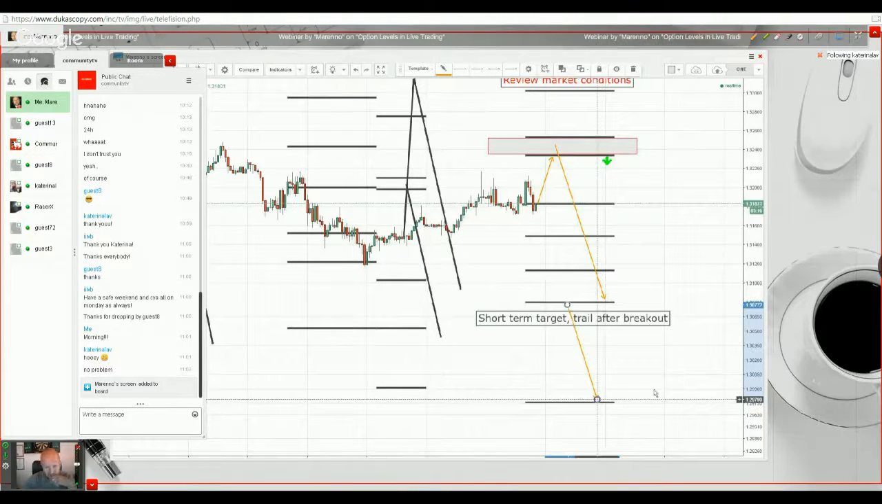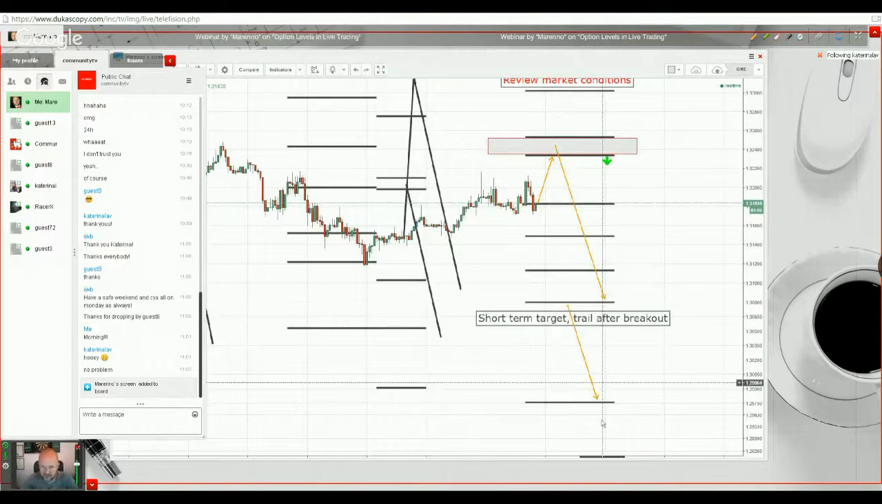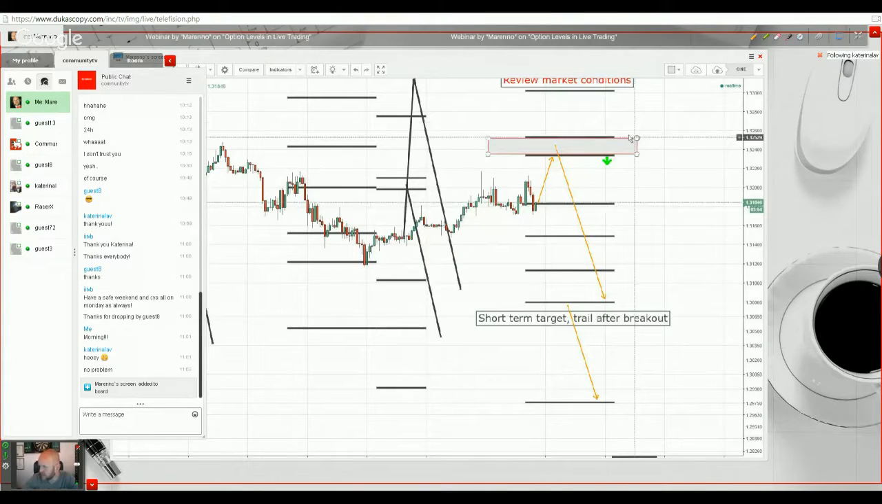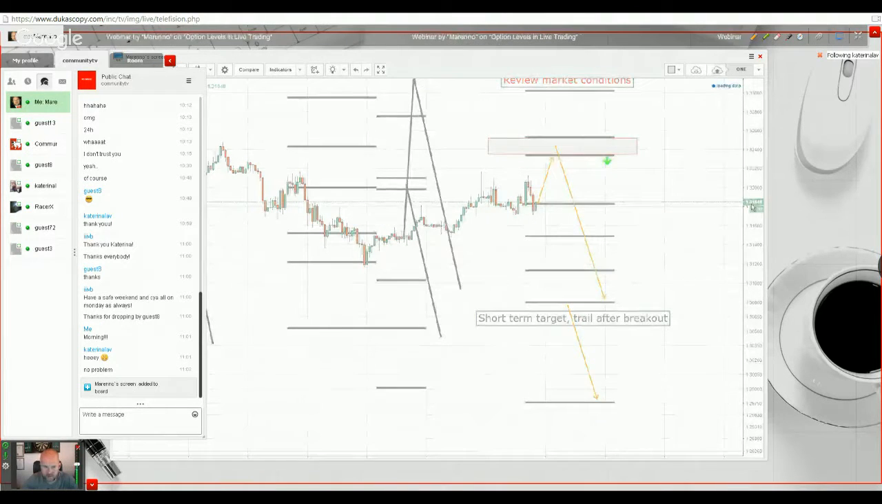Okay. So in case this target will be broken, then we'll go further down. Right. So that's my pound view, cable view. Let's go to Kiwi. Let's have a look at what is happening here.